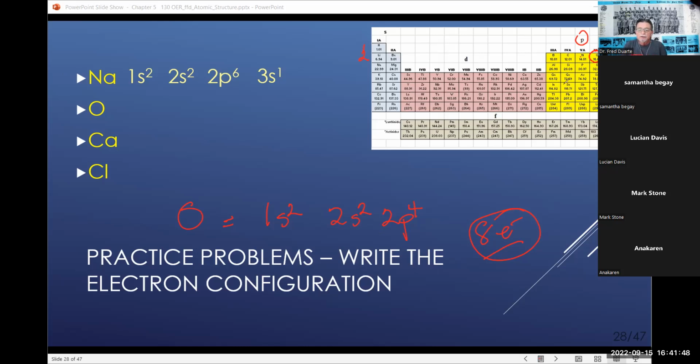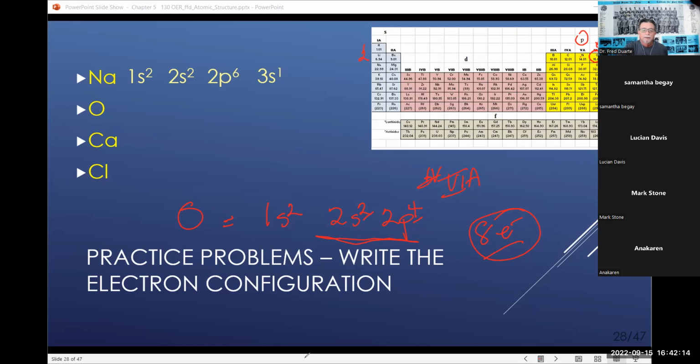All right, look at the group that oxygen's in. It is in Roman numeral 6A, okay? That tells you that there are 6 valence electrons. Of those 6, 2 of them are in the s orbital and the 4 are in the p orbital, okay? That is the outermost shell.